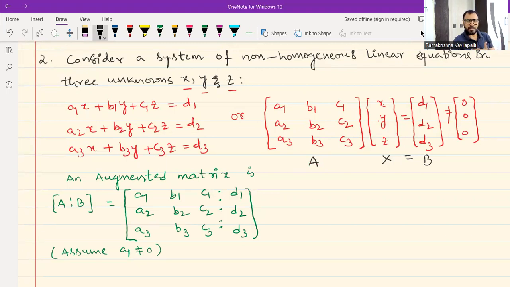Now we assume that a1 is not equal to 0, means the coefficient of x is not equal to 0. So you first try to write the first row in such a way that the coefficient of x is not equal to 0. Suppose in the first equation the coefficient of x is given as 0, then you choose the second equation or the third equation. Better you write as the first row the elements that are comparatively small compared to the remaining equations' coefficients.